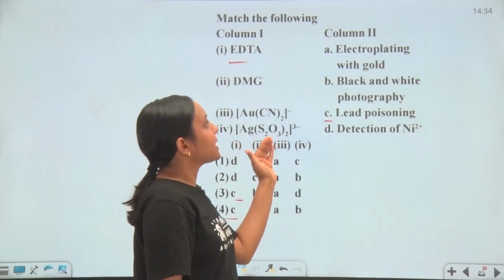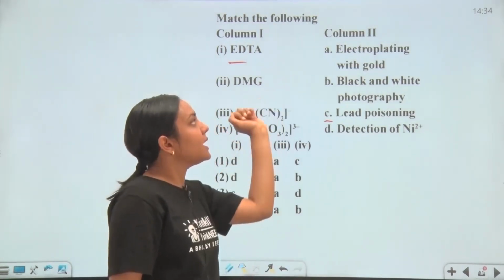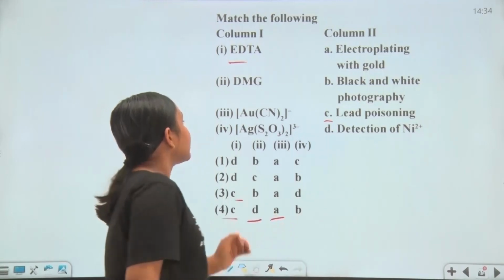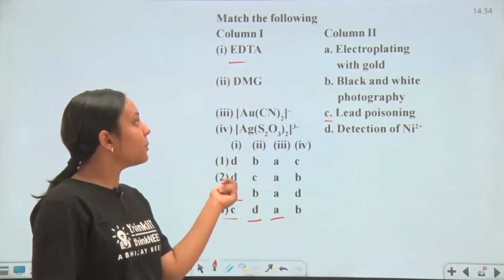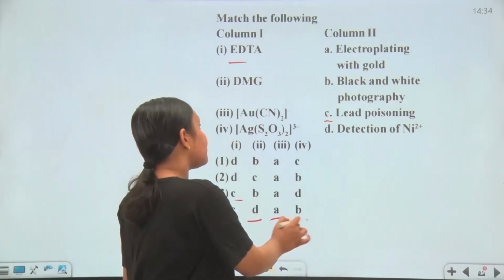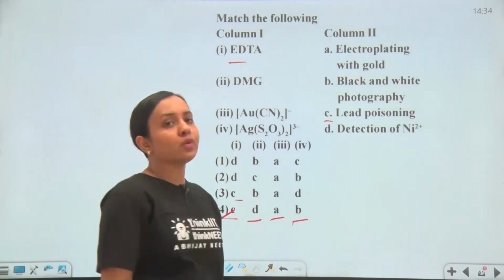[Au(CN)2]⁻ is used. This complex is used in electroplating with gold. And the next is [Ag(S2O3)2]³⁻. This complex is used for black and white photography. So option 4 is the correct answer.